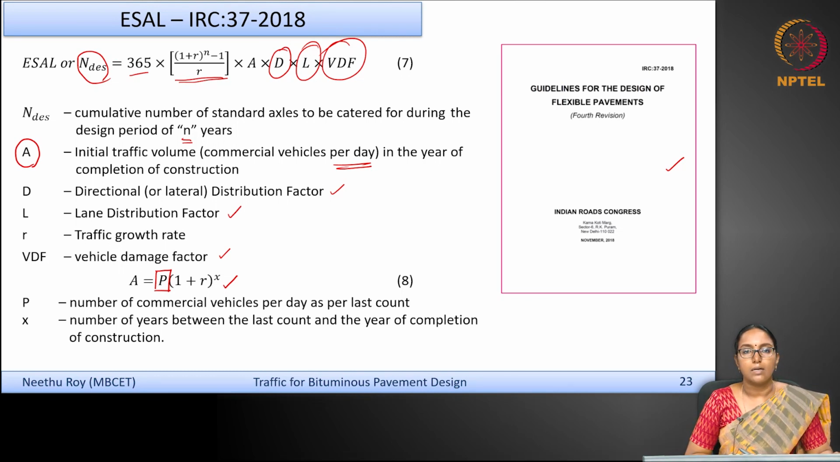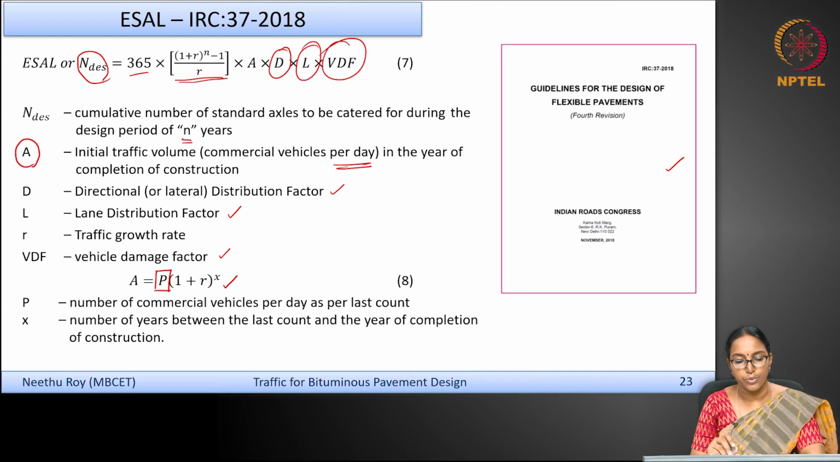Okay. Using the VDF, you are essentially multiplying the VDF with the initial traffic, so that everything is converted into equivalent standard axle loads. Okay, and that is then projected to the future of n years. So, this is how the total N design, or the design traffic, is computed in the case of IRC 37 2018.